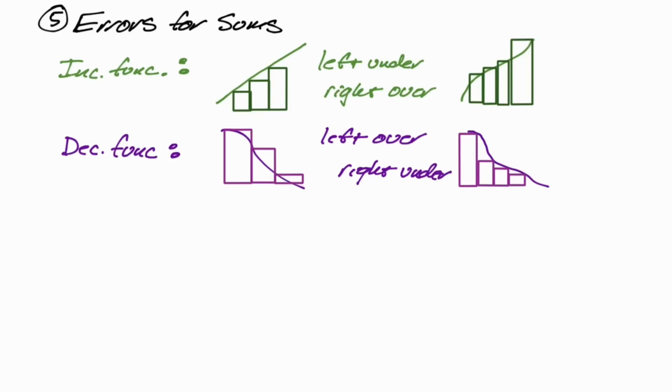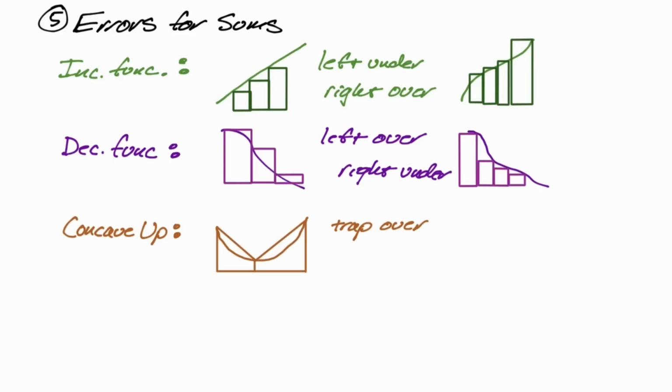There's trapezoidal and there's midpoint sums. For those, only the concavity matters. Doesn't matter if you're increasing or decreasing. If you are concave up, a trapezoidal sum is going to give you an overestimate. And you can see in this picture, sometimes we're decreasing concave up, sometimes we're increasing concave up. No matter what, we're getting an overestimate.